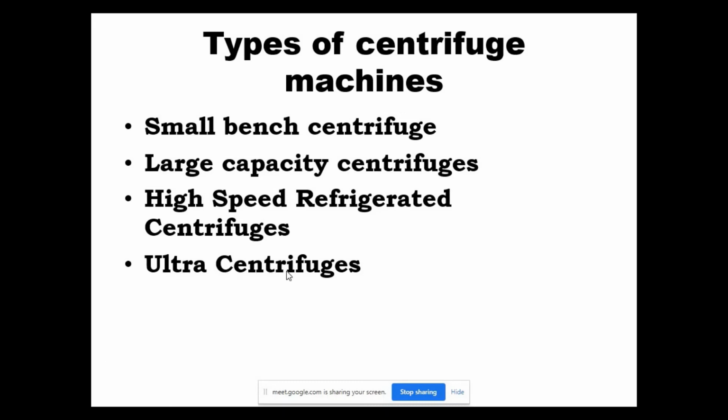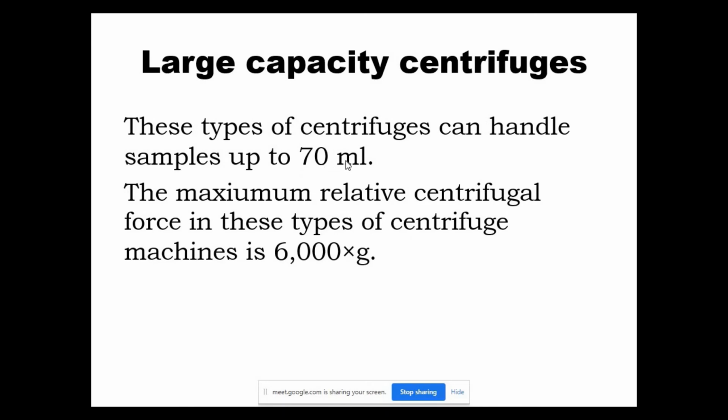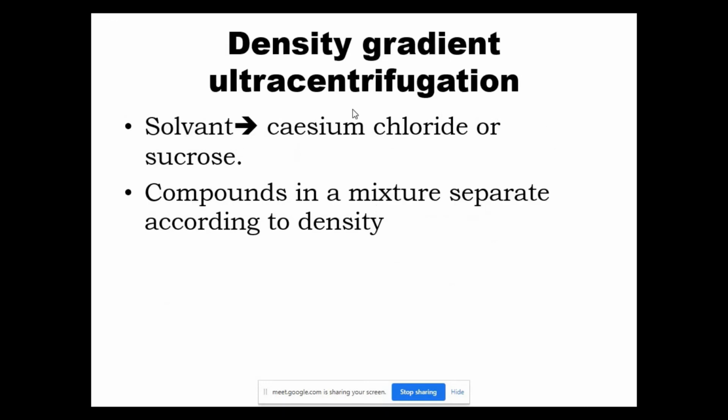Then we have the ultracentrifuge. Here the RCF is more than 100,000. That means when the RCF is more than 1 lakh, they come under ultracentrifuges. The small bench centrifuge I have already discussed. Here the RCF is 5000 G, and they can handle about 70 ml, as already explained. Then the high-speed one.